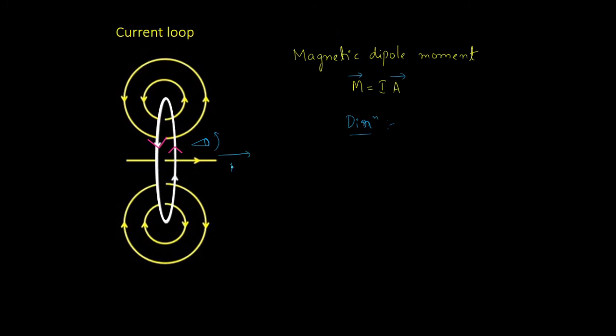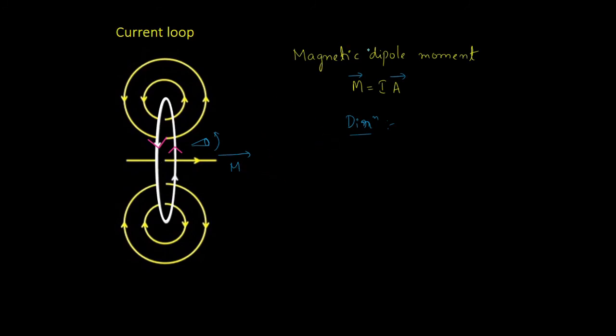That means, let us take a screw and place it near this loop. Let us keep rotating that screw in the direction of current flow. When rotating, whichever direction the screw moves, that will give you the direction of the magnetic dipole moment. So in this particular case, the screw is going to come out. Therefore, the magnetic dipole moment will be in this particular direction.